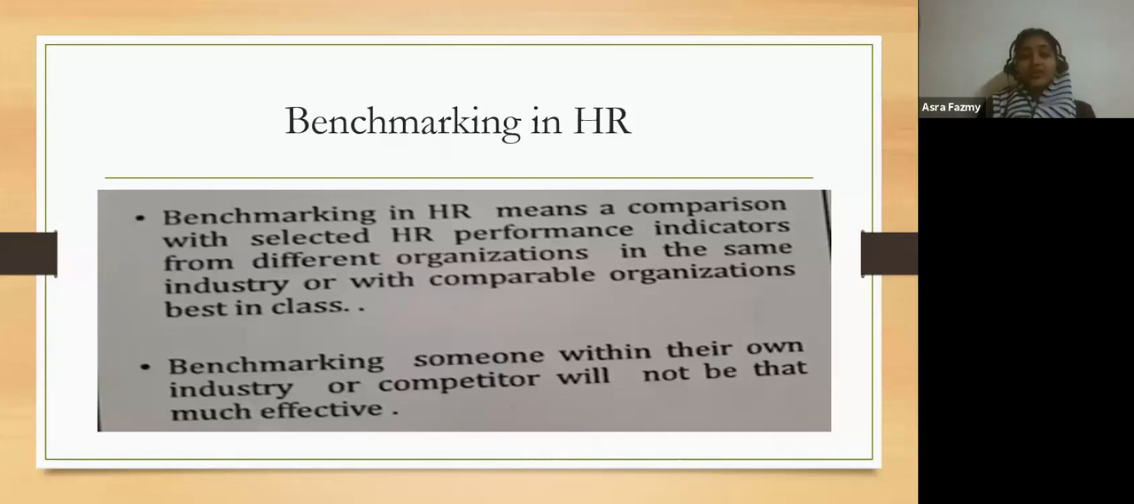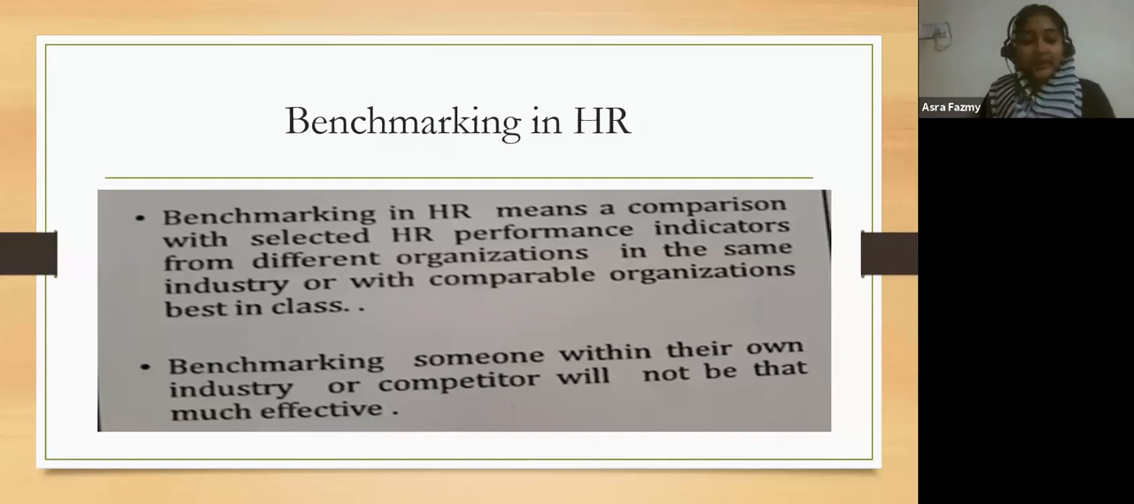So benchmarking in HR. Benchmarking in HR means a comparison with selected HR performance indicators from different organizations in the same industry or with comparable organizations, best in class. So benchmarking means it is setting a benchmark. Benchmarking means it is comparing.